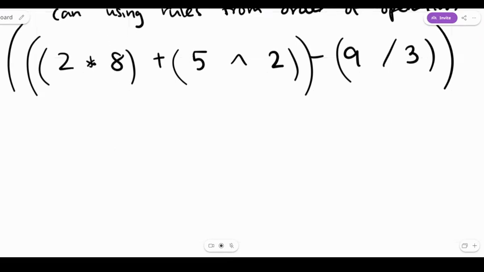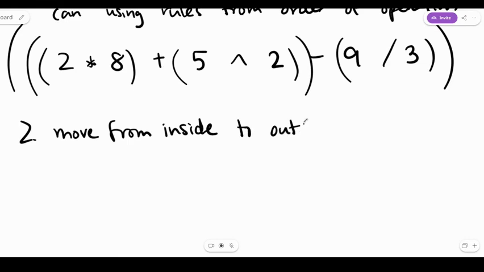And then next, you want to move from the very inside to outside of the parentheses to convert. So let's look at the very inside. First we have 2 times 8, and that's in the innermost layer of parentheses, right? So then we'd have 2 8 times.